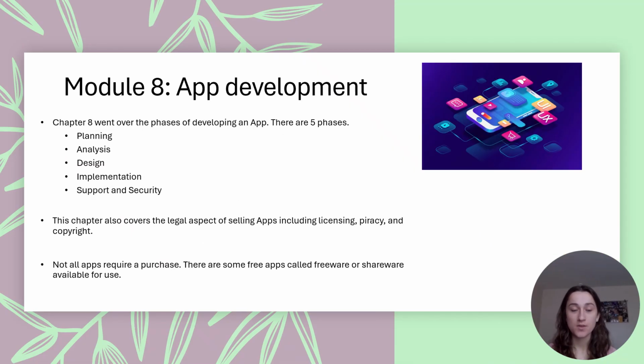So app development, chapter 8 went over the phases of developing an app, which are 5 phases: planning, analysis, design, implementation, and support and security. This chapter also covers legal aspects of selling apps once you are done developing it, including licensing, piracy, and copyright.